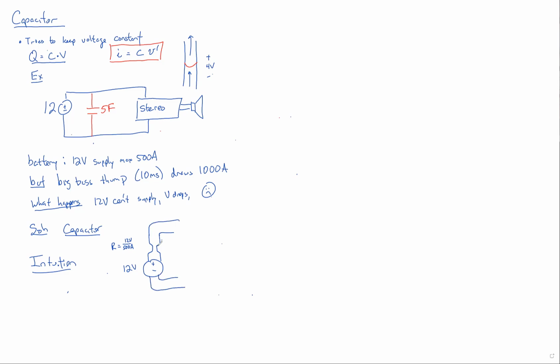Notice the resistance isn't much. 500 amps is a lot, but it will not supply an infinite amount of current because of this. And now you've put in this big, gigantic 5 farad capacitor right in here. And it's charged up to the 12 volts that you'd expect. And then lots of current is going in and out of this to your stereo.